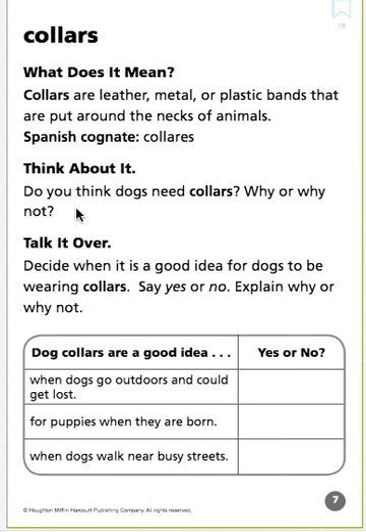Think about it. Do you think dogs need collars? Why or why not? Maybe you have a pet at home. Maybe your pet has a collar. Maybe you already know why you think it might be important. Why do you think a dog needs a collar?